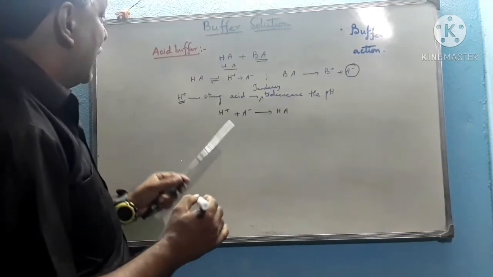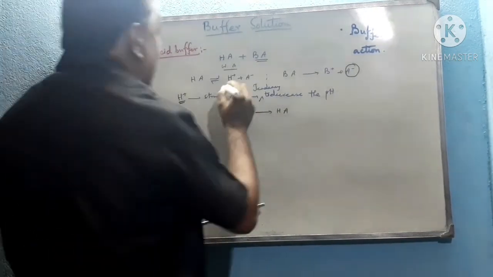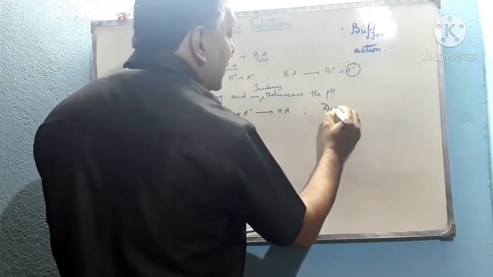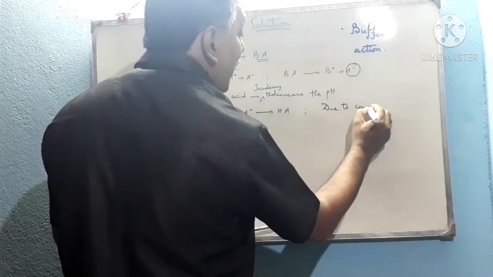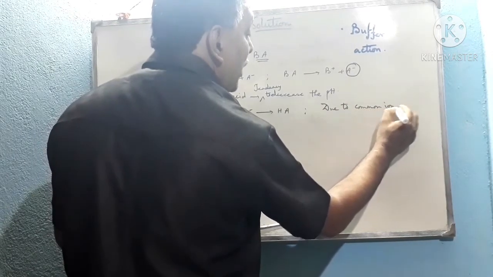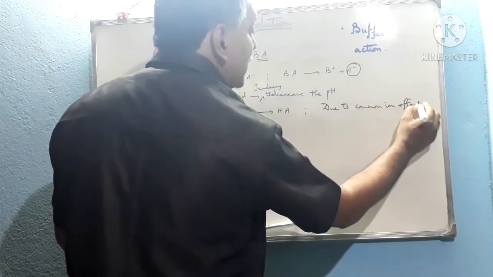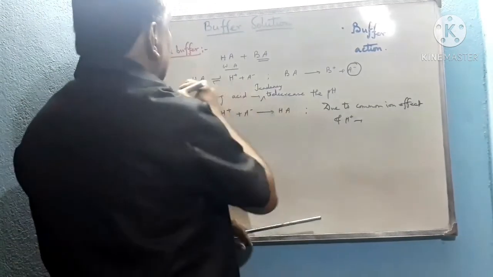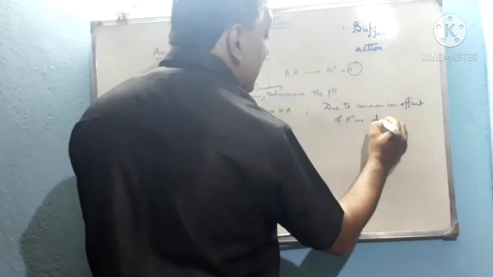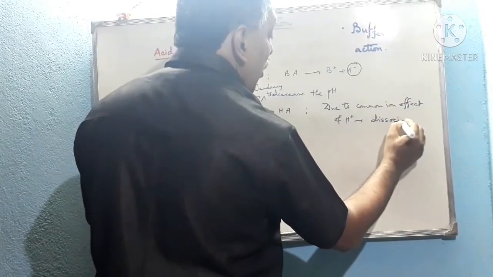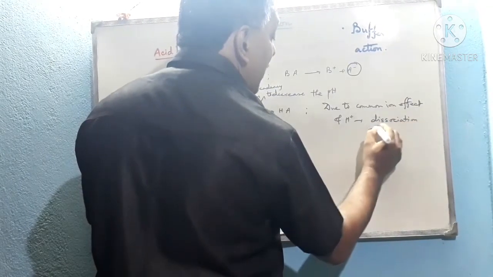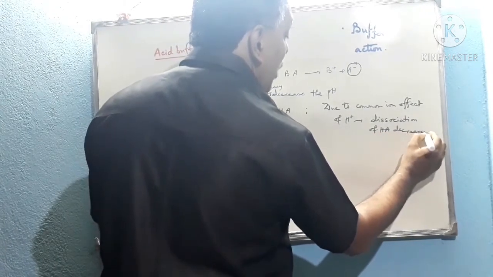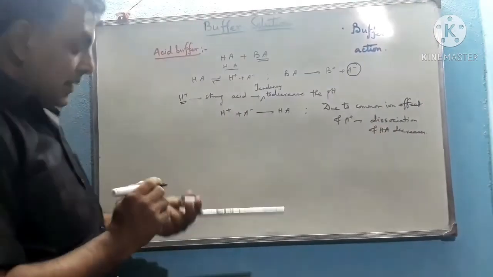and thus some amount of H plus gets removed from the water solution. Again, due to the common ion effect of the excess H plus ion, the dissociation of HA decreases. Dissociation of HA decreases and hence the amount of H plus gets decreased.